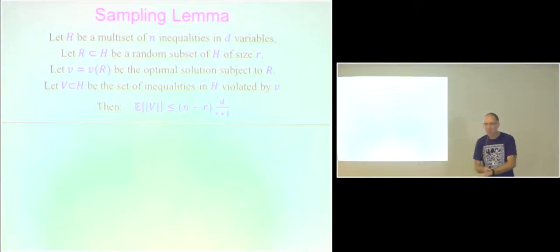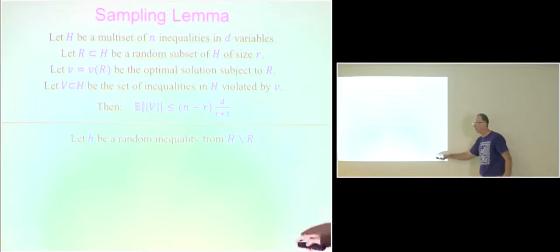Okay, so welcome to the second part. We stated the sampling lemma. Now we need to prove it, and the proof is actually quite simple and elegant. So let H be a random inequality from H minus R.